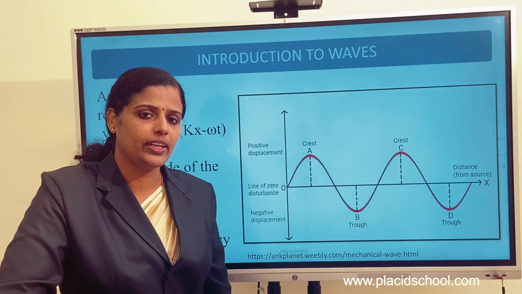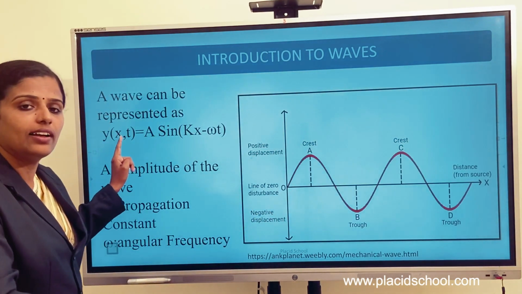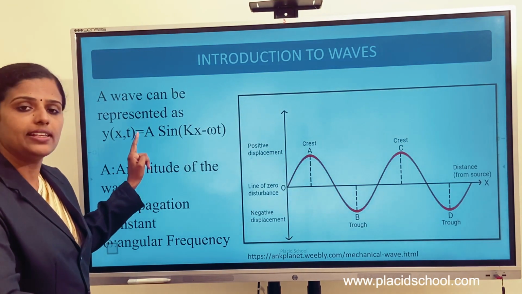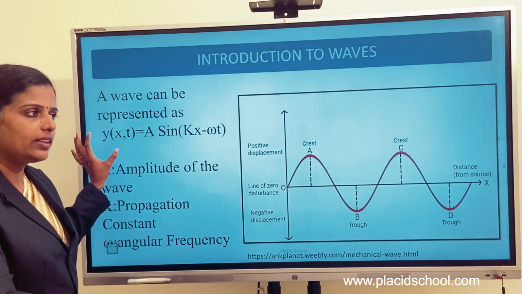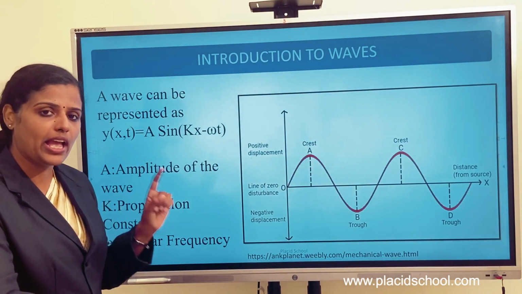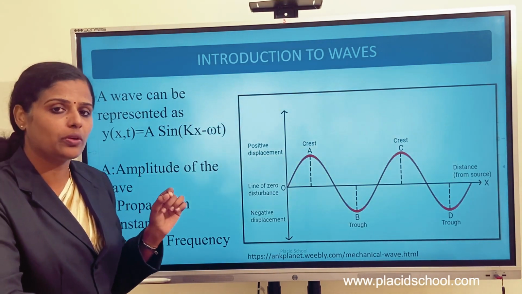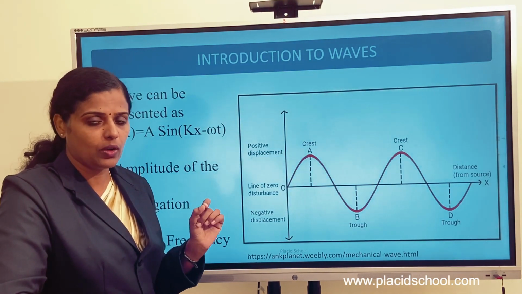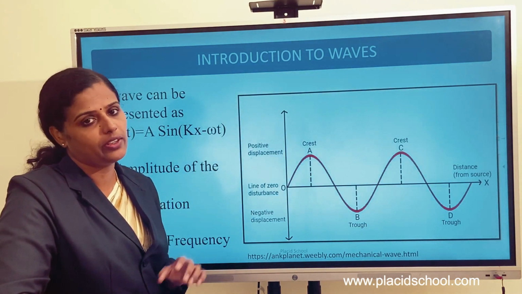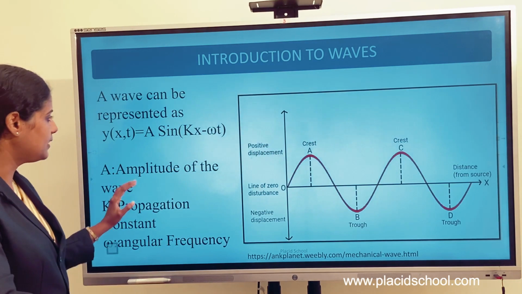We can use the equation of a simple harmonic wave for representing a wave. This is the expression for a simple harmonic wave: y(x,t) = a sin(kx − ωt), where y(x,t) represents the disturbance and a represents the amplitude of that wave. The term k represents the propagation vector or propagation constant, which is equal to 2π/λ, where λ is the wavelength of light. Then ω is the angular frequency of that wave. And this is the wave that is propagating in the positive x direction. So these are the terms.